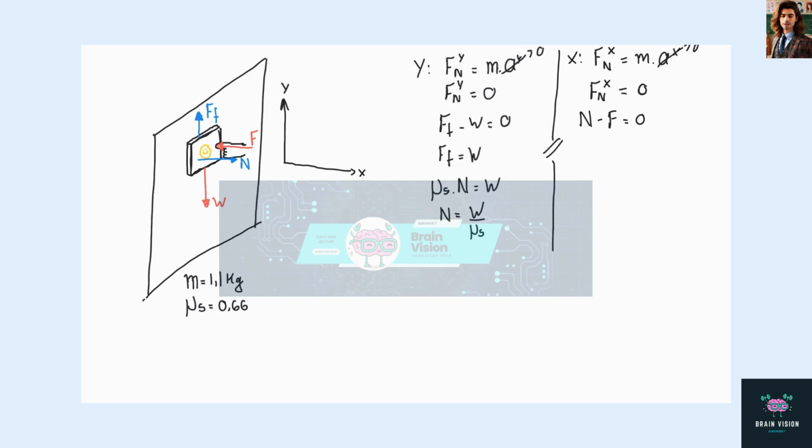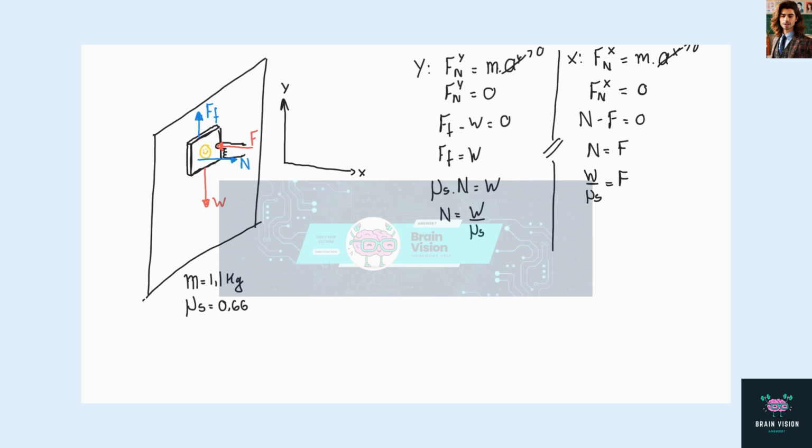Therefore, we get a relation between the normal force and the force that is pressing the picture against the wall. But we already have a relation between the normal force, the weight force, and the static frictional coefficient. And this is the normal force that must be acting on that picture to hold it in place. Therefore, the force F that must be pressing the picture to keep it in place must be equal to the weight force divided by the static frictional coefficient.